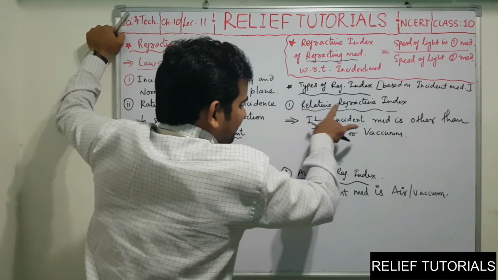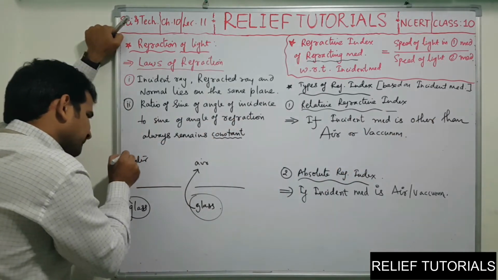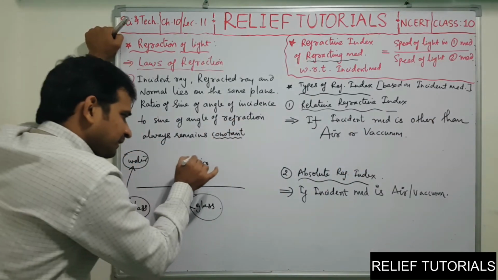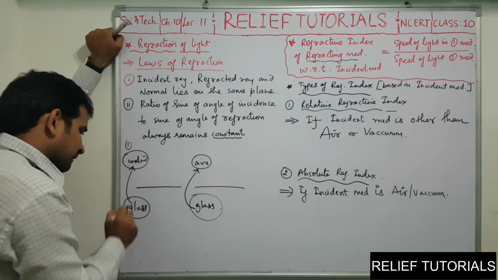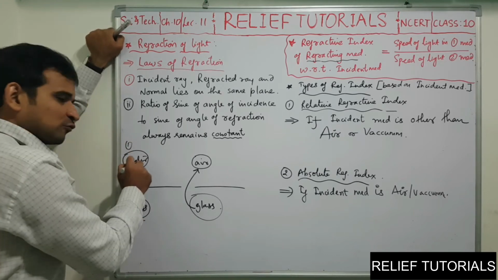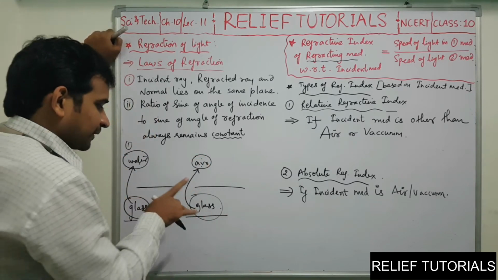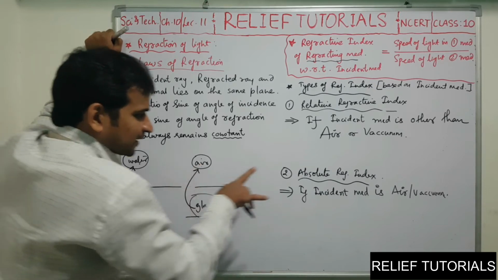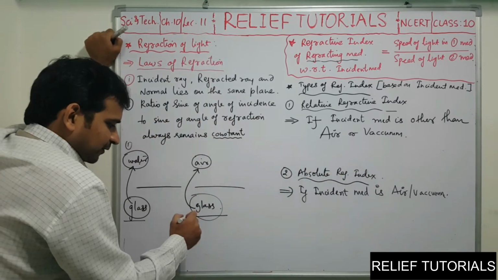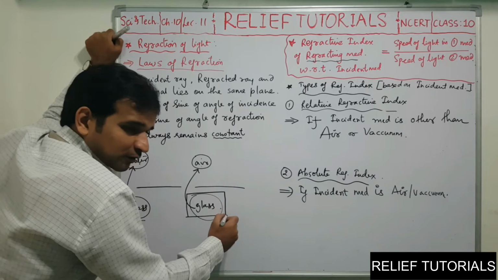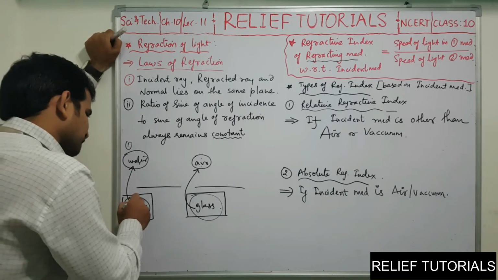So here in the relative refractive index condition, the incident medium is other than air, and here the incident medium is air or vacuum, whatever you say. So in the first example, refractive index of glass with respect to water, and here refractive index of glass with respect to air. If we are finding the refractive index of any medium with respect to air, that is called its absolute refractive index. So in this case, absolute refractive index of glass can be calculated, and in the first case, relative refractive index of glass can be calculated with respect to water.